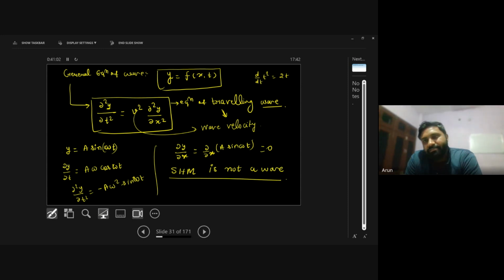But look at the beauty of physics. SHM of a single particle itself is not a wave, but a collection of particles is a wave. Because in a transverse wave, if you see a simple harmonic progressive wave, all the particles are doing SHM about the mean position. So a collection of particles doing SHM will form a wave, and that will also satisfy the equation. But if you talk about only a single particle, that will not represent a wave. So this is very important. Try to take notes of it. Then we will proceed further.